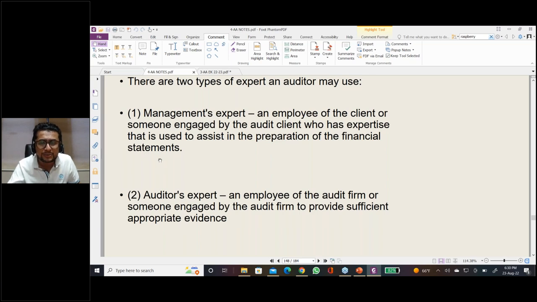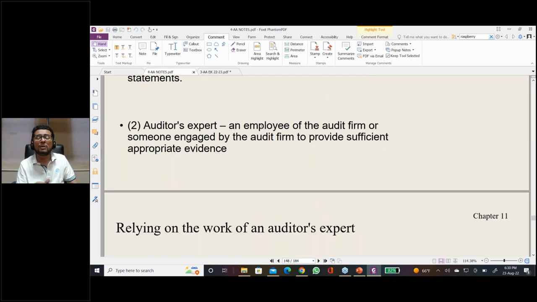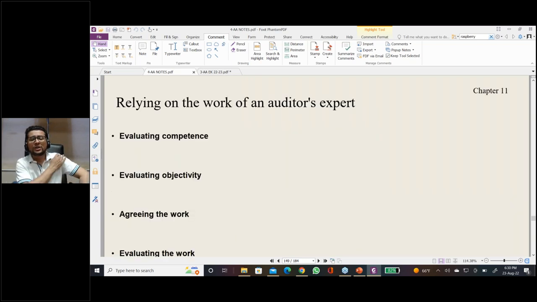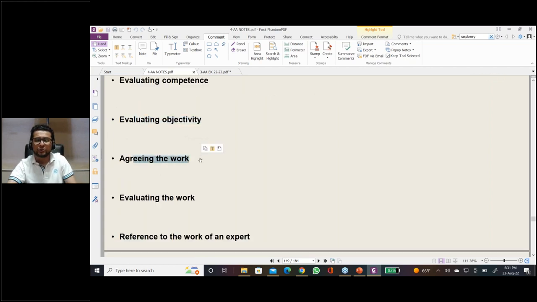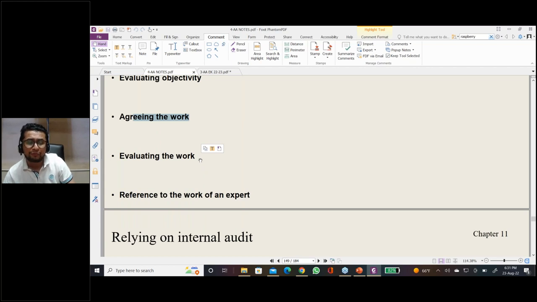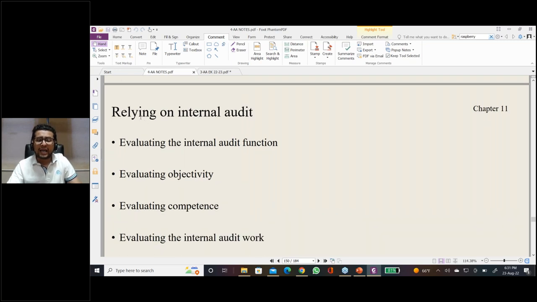What do I mean by auditor's expert? If an employee of the audit firm or someone engaged by the firm, maybe a third party, provides the evidence, we call that auditor's expert. I will not blindly rely on the work of the auditor's expert. First of all, I will evaluate the competence of that expert, and whether that individual is competent. He or she should not be biased. I will agree what kind of work he or she is going to perform. I will evaluate whether the work has been performed in accordance with the agreement. And then I will make sure that the work of the expert is well referenced.